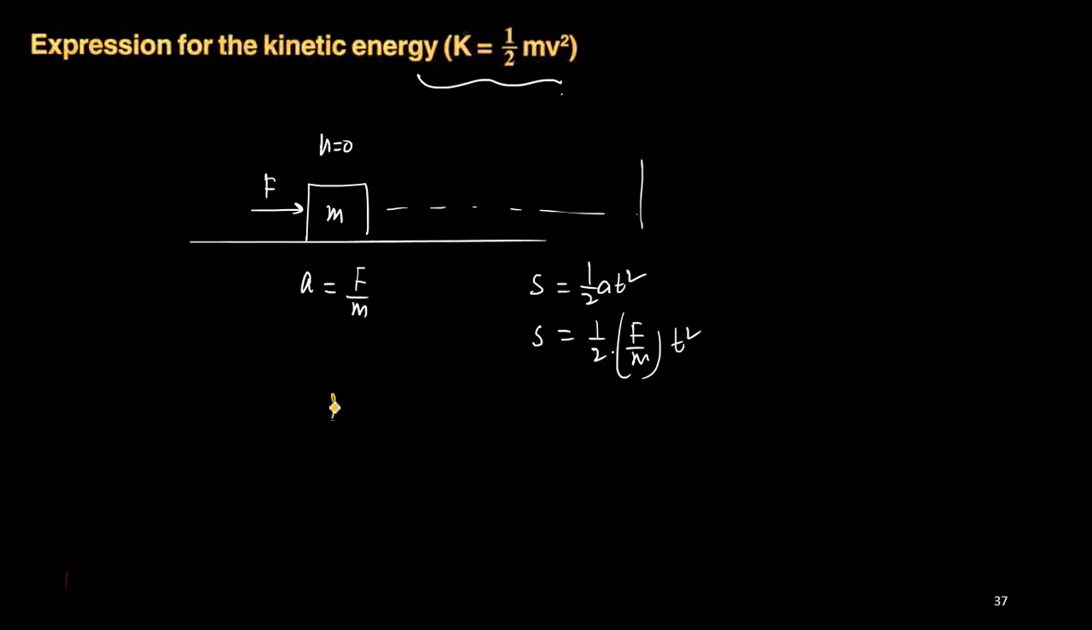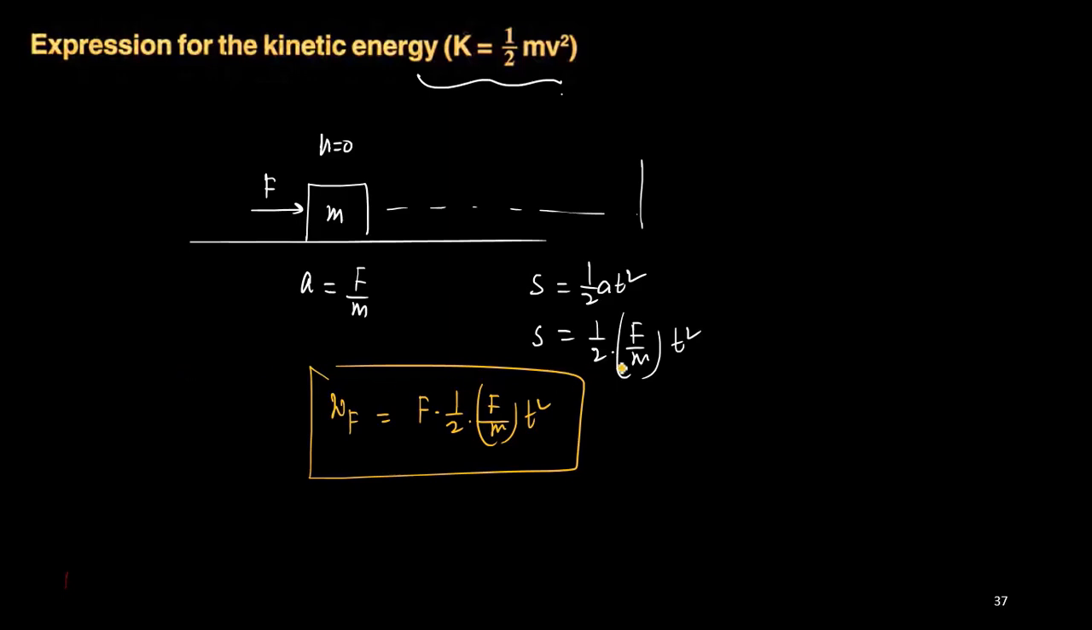So work done by capital F should be equal to how much? Force into displacement. So half into F by m into t square. That is the net work done. Okay. Net work done. Once I calculate the net work done, that is nothing but the change in kinetic energy, delta K. Okay. So initially kinetic energy is 0, and the final kinetic energy, let us say K final. So that is nothing but K final. Okay, K final is this number.